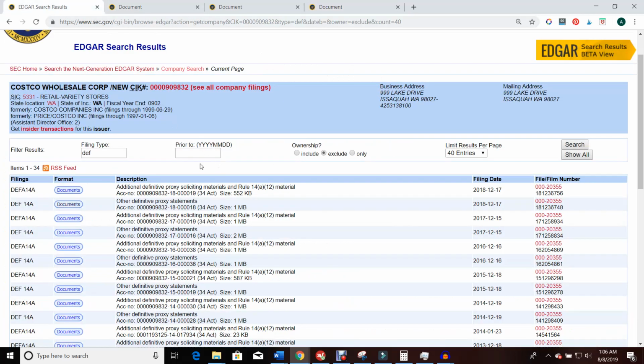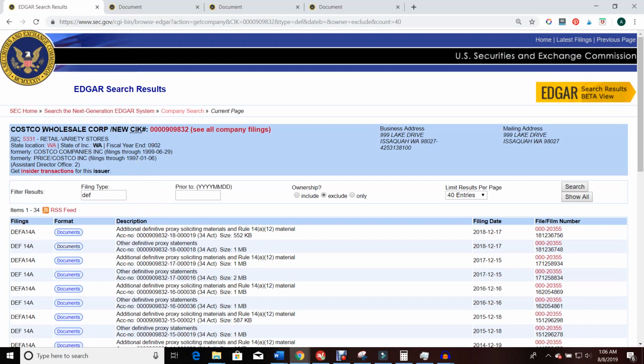And the last type of filing you would want to know about in the SEC Edgar database is the insider transactions. So if you click on here where it says insider transactions in red, it'll take you to all the Form 4s.